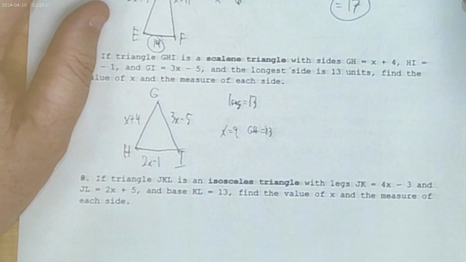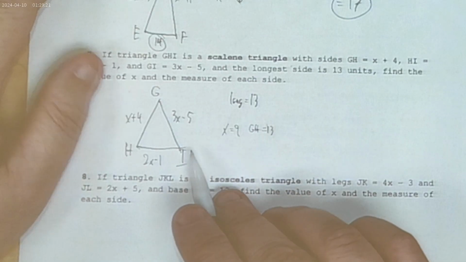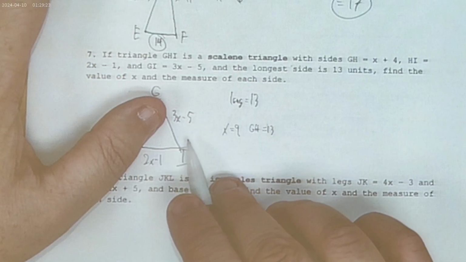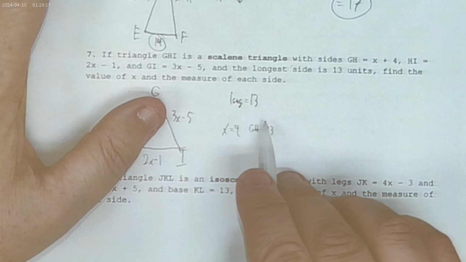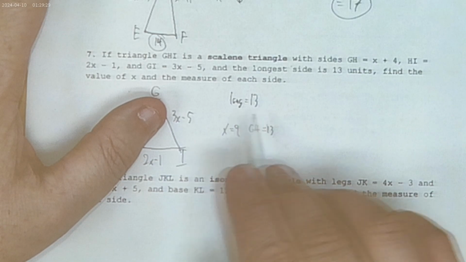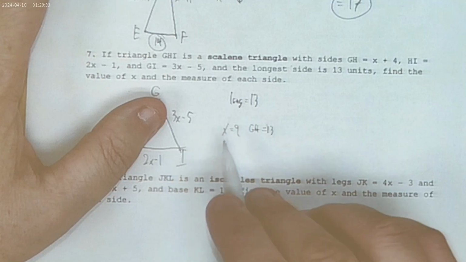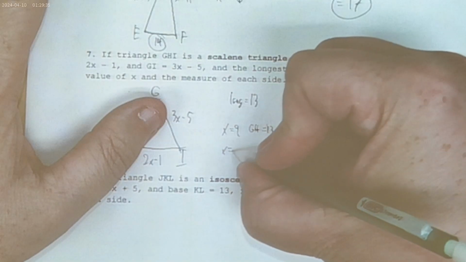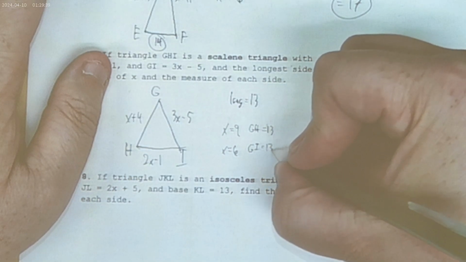I think I know what I'm going to do. For 3x minus 5 equals 13, I'm going to add 5 to both sides. That gives me 18. 3x equals 18, so x equals 6. So x equals 6 for GI to equal 13.